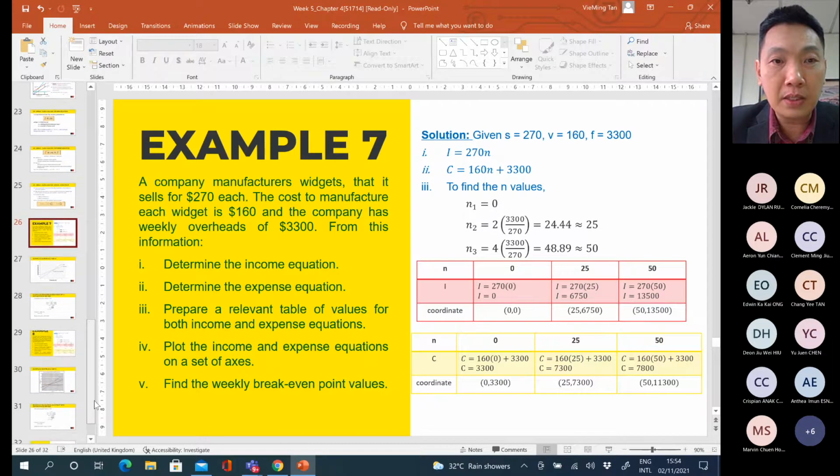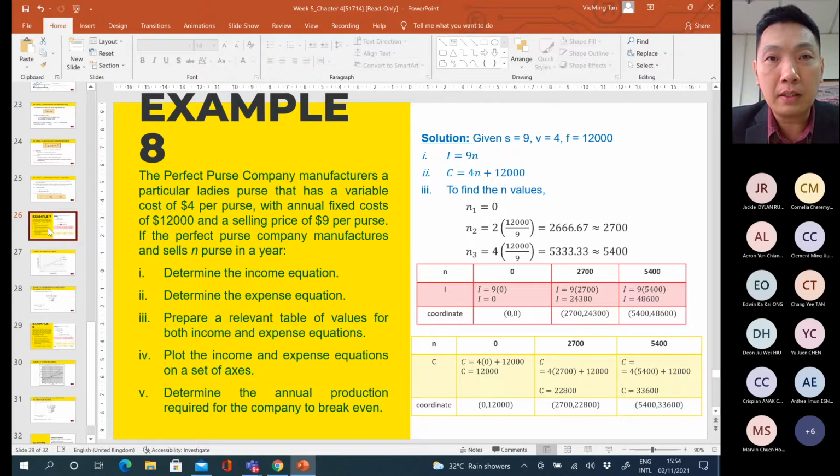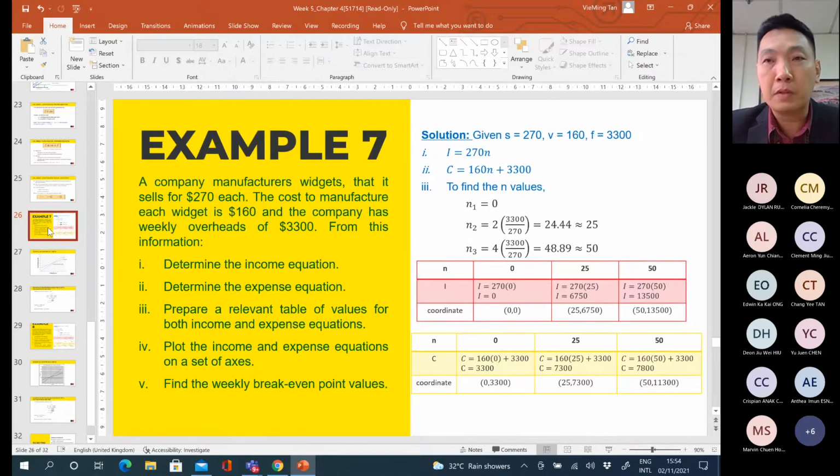I'd like to do this one first, example 7. Let us analyze the question. I'll do questions 1, 2, and then go to part 5 directly, because I think I better focus on the mathematical formula first before we apply the graphical method. So let us analyze the question together.